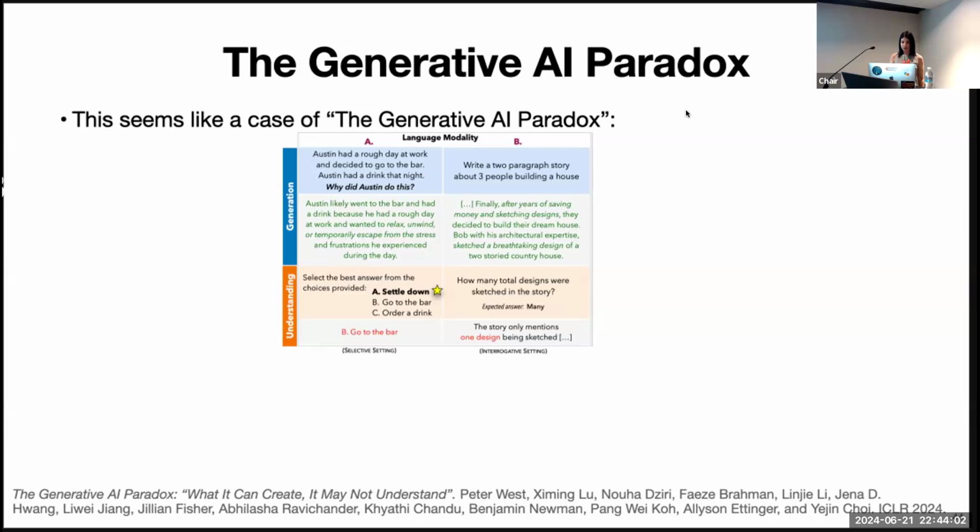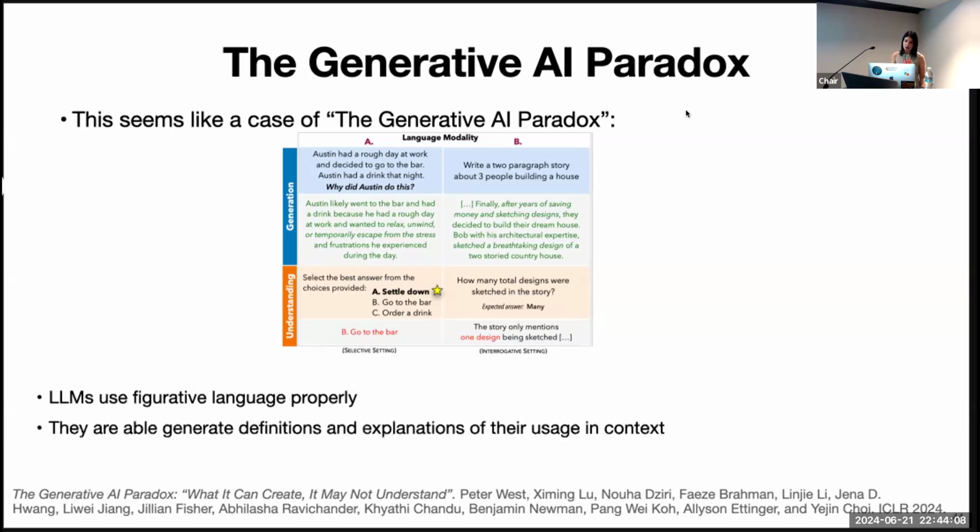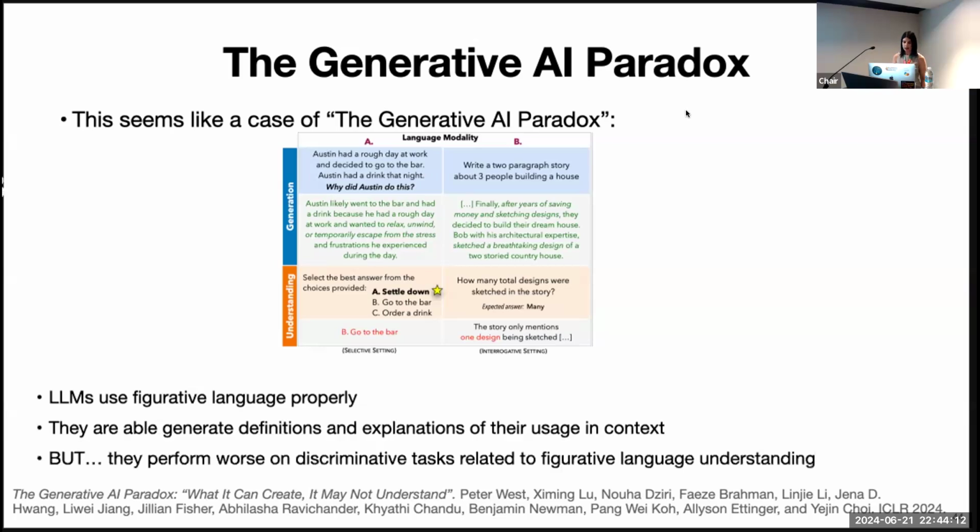So in the context of figurative language, as we just saw, LLMs use figurative language properly. They are able to generate definitions and explanations of their usage in context, but they perform worse in discriminative tasks related to figurative language understanding. So it could be that. It could also be that maybe in general they don't perform very well on discriminative tasks, even though we have a lot of evidence from other areas of NLP where they do perform well. So I tend to think that it's the generative AI paradox.